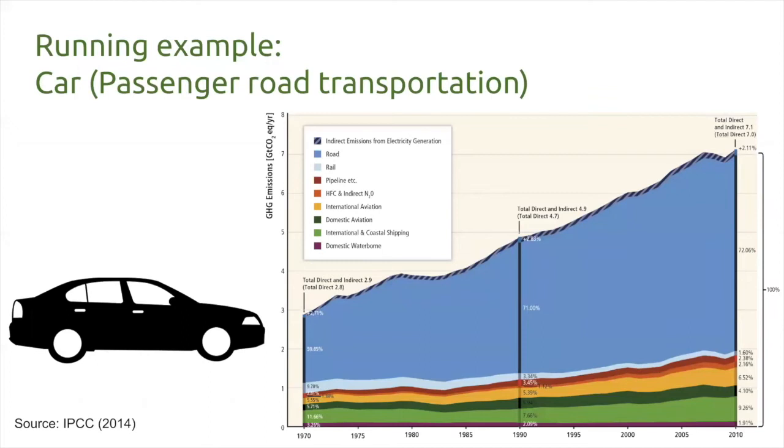For the energy sector, I'm going to use the example of a car, which is something that's very immediate for every one of us, and it's a large contributor to global greenhouse gas emissions. We see on the plot on the right, which shows the total greenhouse gas emissions globally from transportation, that road transportation, here in blue, takes up a very large share of transportation. This is roughly split half and half into passenger and freight. So it's a very important topic to address.